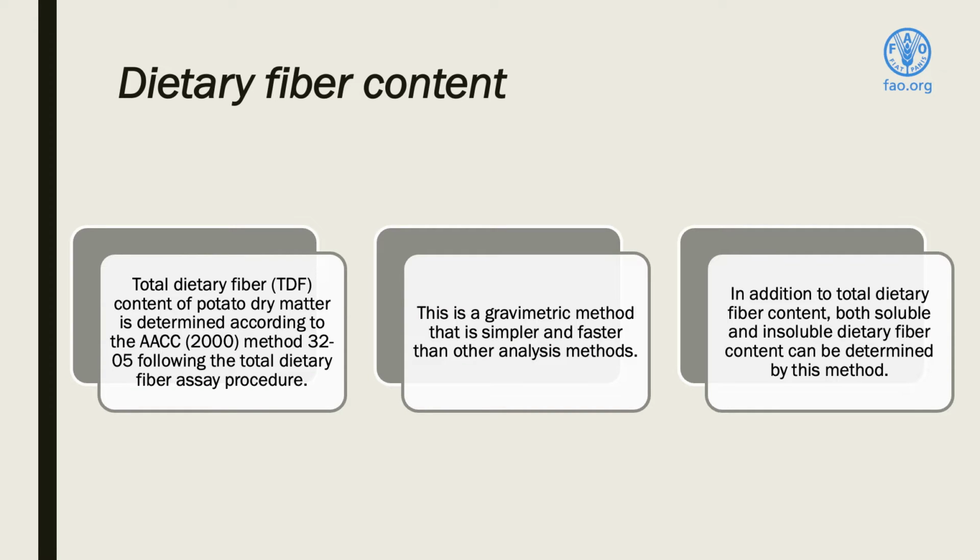Next one is dietary fiber. Total dietary fiber content of potato dry matter is determined according to AACC method 32-05 following the total dietary fiber assay procedure. This gravimetric method is simpler and faster than other analysis methods. Also, in addition to total dietary fiber content, both soluble and insoluble dietary fiber content can be determined by this method.